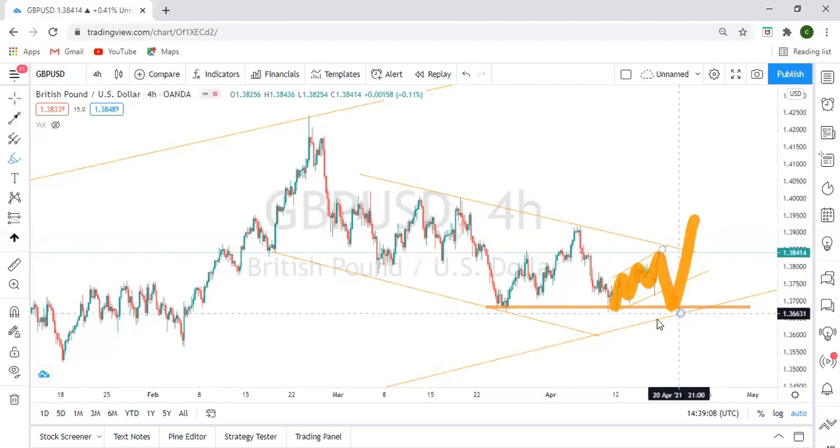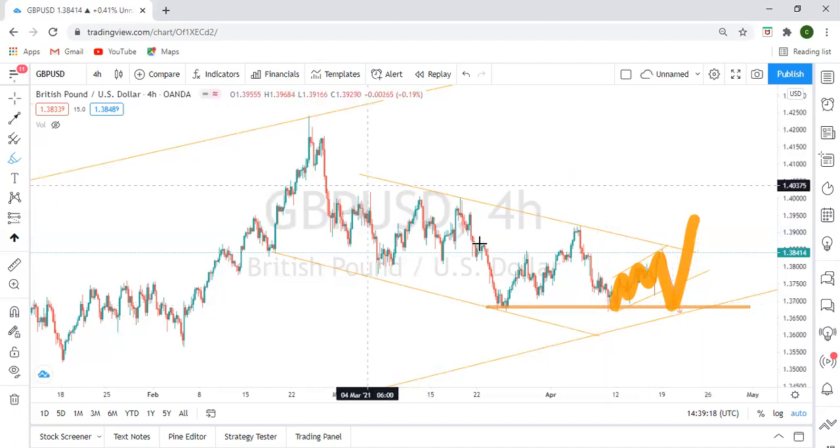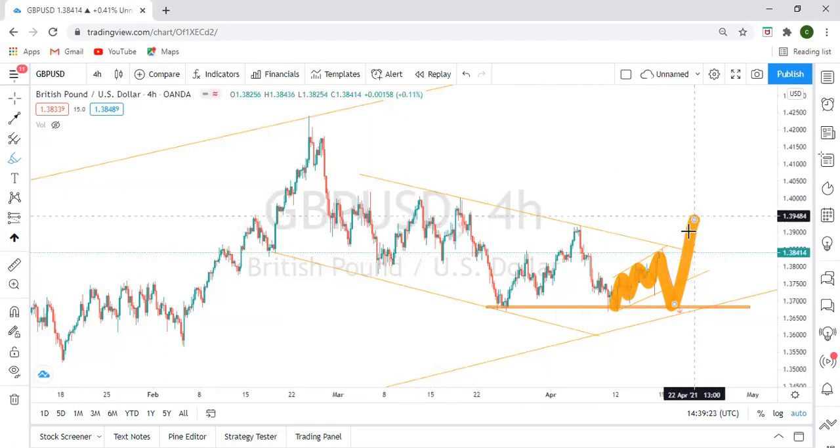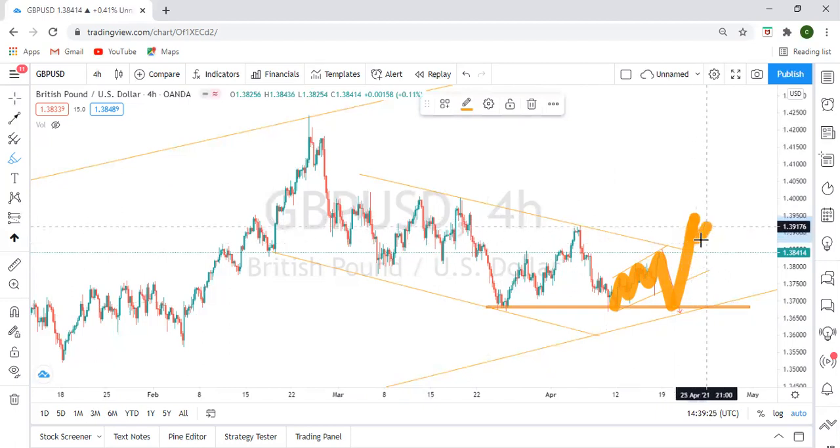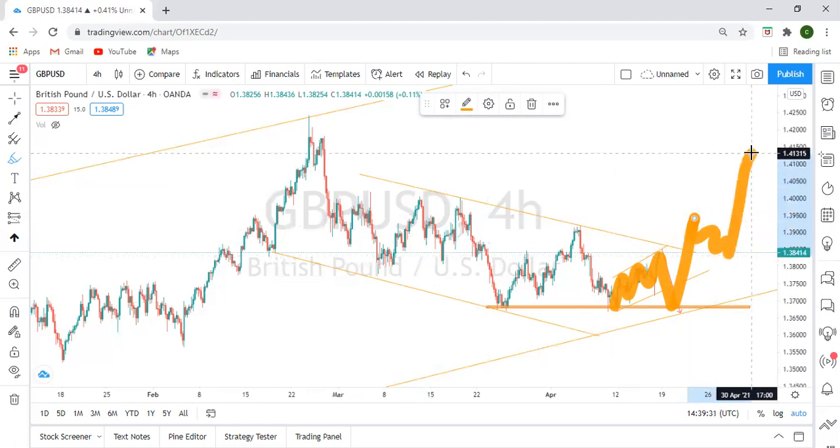We have been supporting here, first touch, second touch, and then we're going to have some kind of a third touch around here, and then the market can push to the upside. But if this doesn't play out, we're going to break this. If we break this, we're going to come to the downside, and then we're going to have some kind of a correction phase, and then we're going to push to the upside. So this is basically two theories.